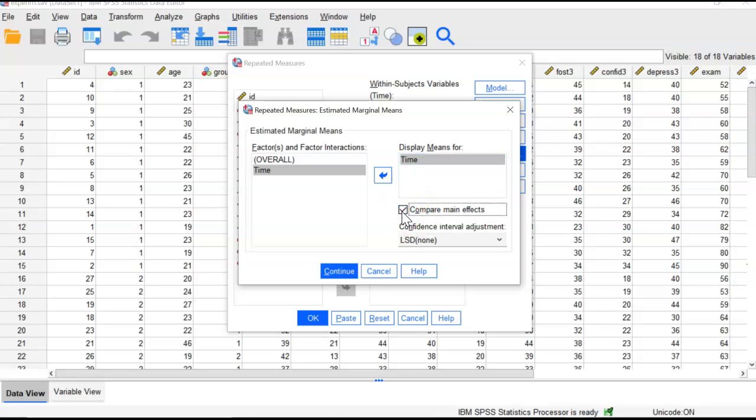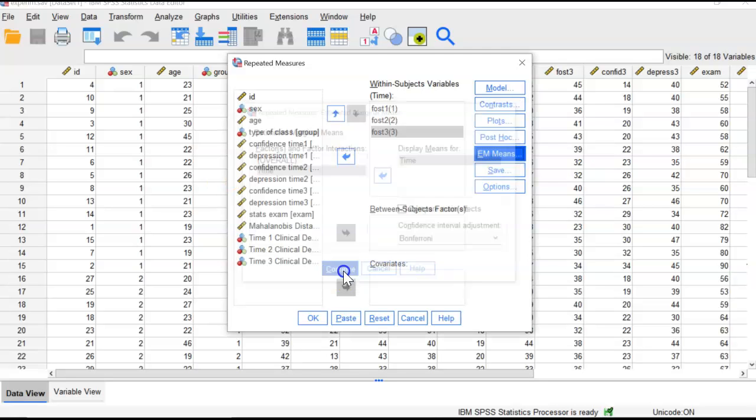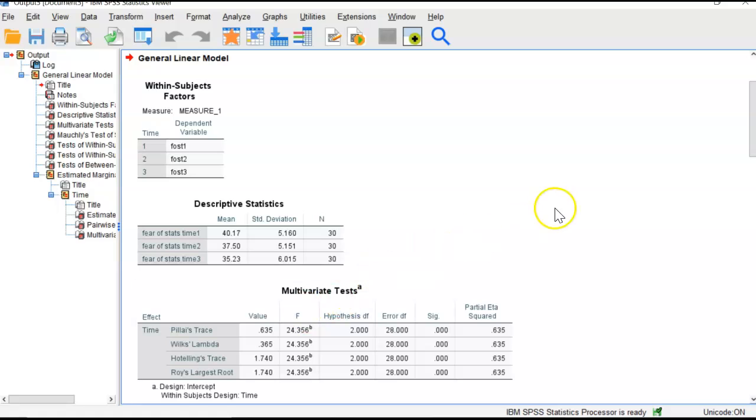And you want to compare the main effects. In the confidence interval adjustment section, you want to select Bonferroni. And then you click on Continue, and then you click OK.